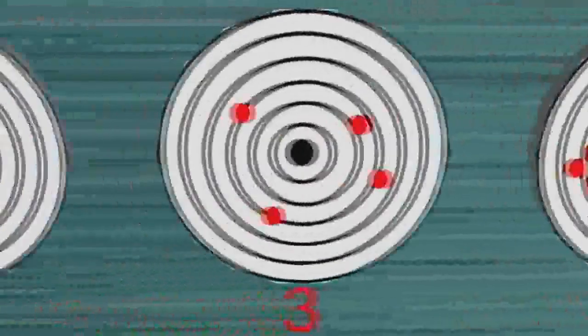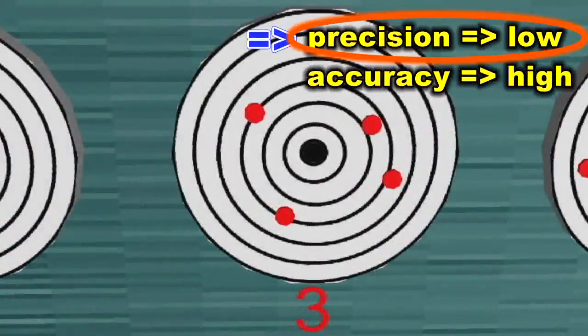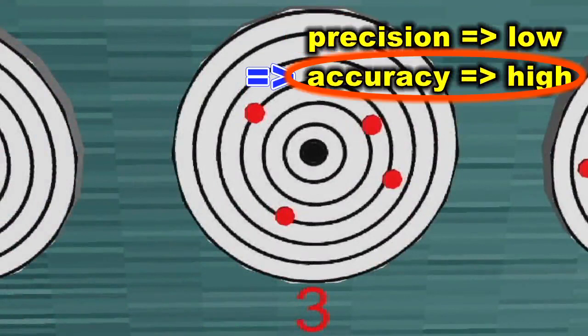Third person. The bullets are not close to each other and are far apart, so the precision is low. But the bullets, although they are far apart, are scattered around the target, meaning that they are close to the target on average, so the accuracy is also high.